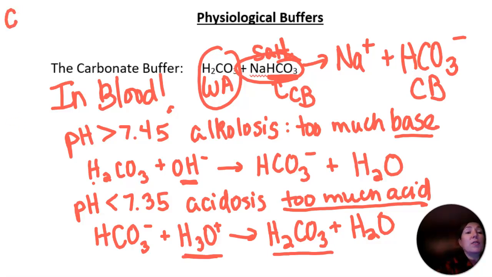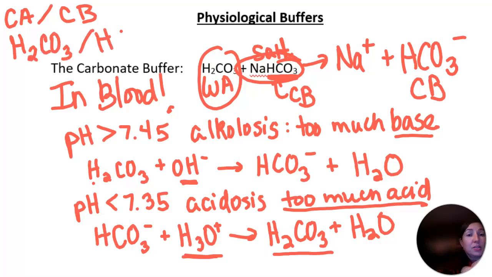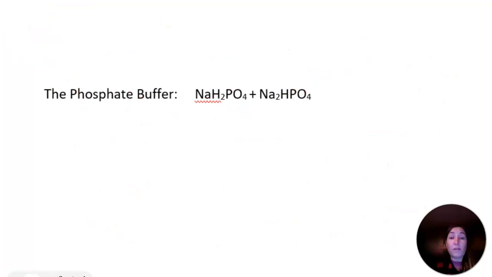Let's just write those out for carbonate just to be sure that we know the conjugate acid, conjugate base pair here for the blood carbonate buffer: H2CO3 and HCO3 minus. So that's a super important physiological buffer.